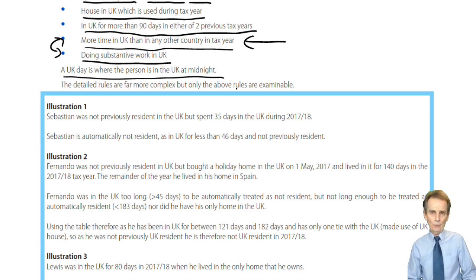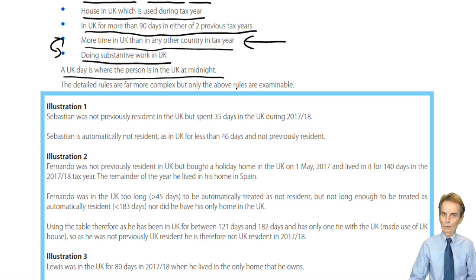You may think that these rules are complicated enough. The detailed rules are even more complex, but that's the limit on what we have to know.